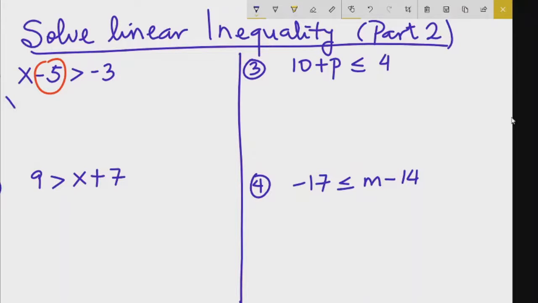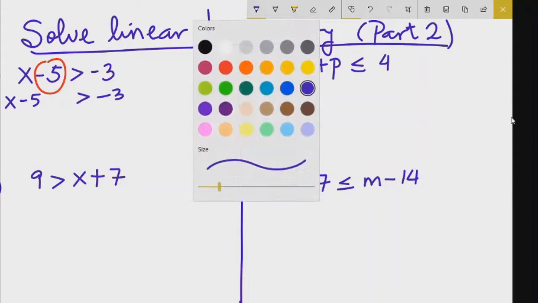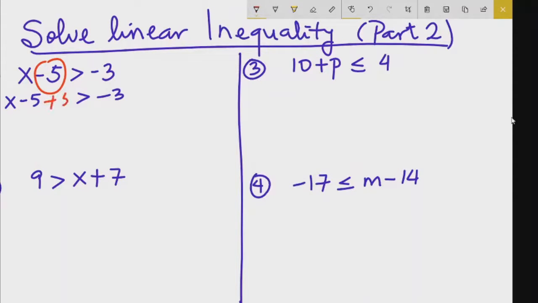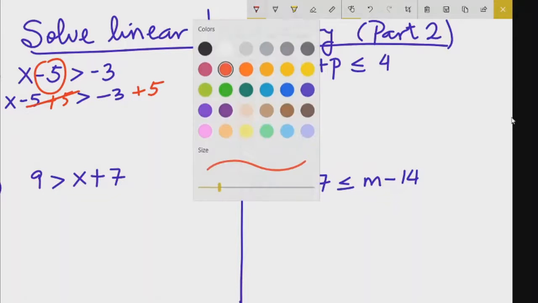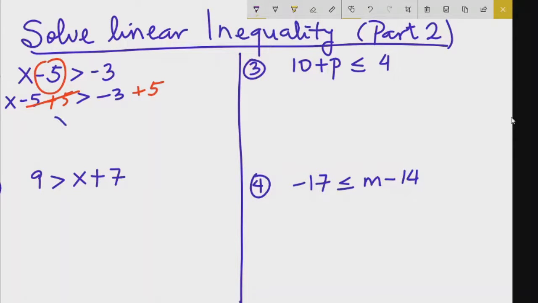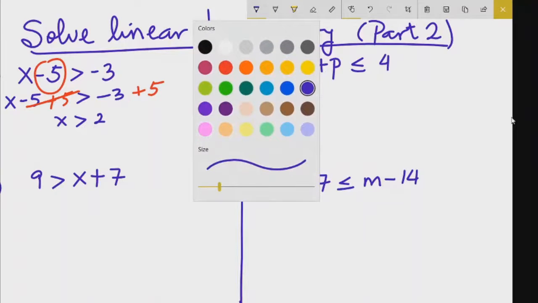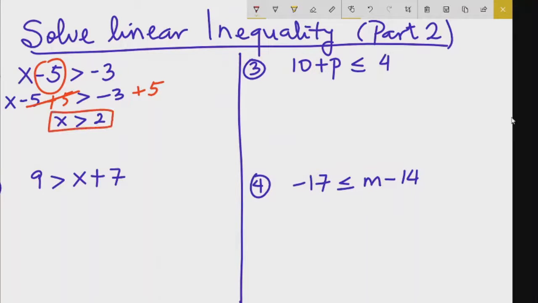So it's going to be x minus 5 greater than negative 3. We want to add 5 to both sides of the inequality. So negative 5 plus 5 would be 0. At the end of the day, we have x greater than negative 3 plus 5, that would be positive 2. So that's our answer.